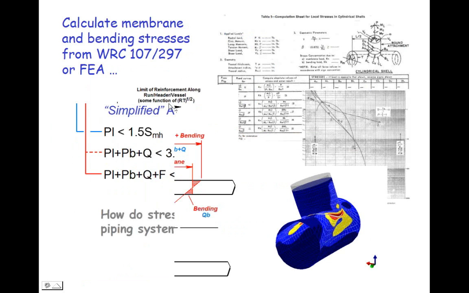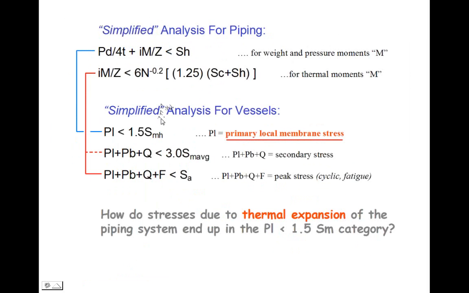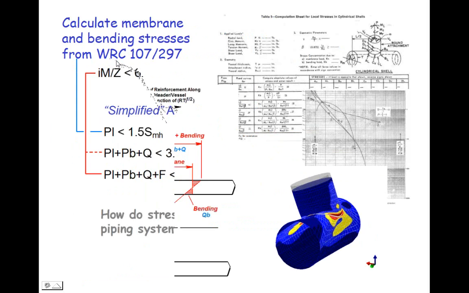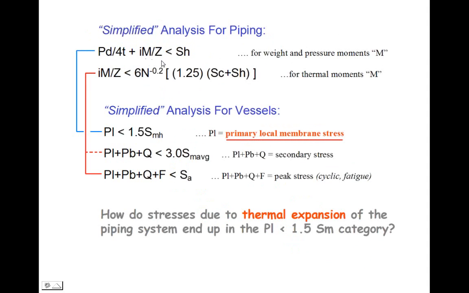Now, if I want to look at a simplified analysis for piping and compare it to a simplified analysis for vessels, in general for pipes, we say that the longitudinal pressure stress plus the stress intensification factor times the moment divided by the section modulus has got to be less than the hot allowable, for weight and pressure moments and for pressure. SH, of course, is the hot allowable. Then also for piping, stress intensification factor times M divided by the section modulus, where M in this case is thermal moments, has got to be less than some allowable that is a function of the number of cycles, and the hot and cold allowable.